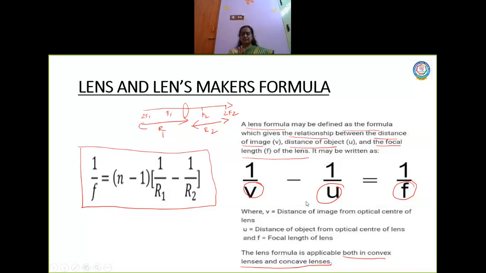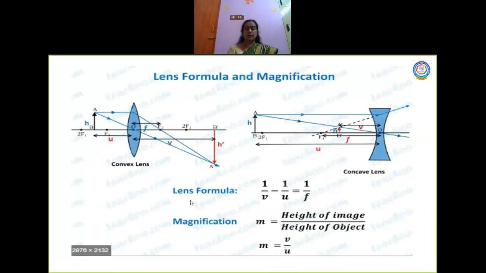In higher classes you will be deriving this formula. But since you are in 10th standard, it is sufficient that you know the formula alone. So these two formulas, I want you to know thoroughly. This is the lens formula and this is the lens maker's formula, which relates U, V, F, R1, R2, all those things. And this is about magnification.